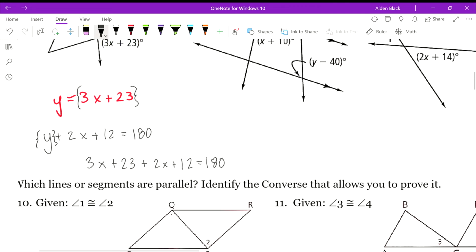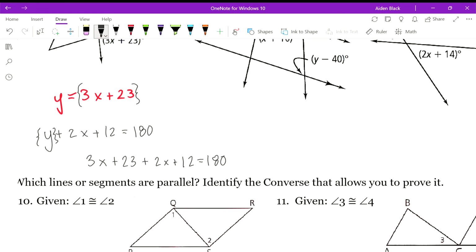Let's change this pencil to black. Okay, combine like terms, we get 5x plus 23 plus 12 is 35 equals 180. We subtract 35 from both sides, we get 5x equals 145. 5 goes into 100 20 times, and then 5 goes into 45 9 times, so we should have 29 is what x is equal to.